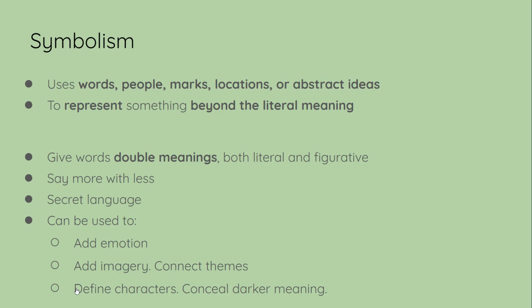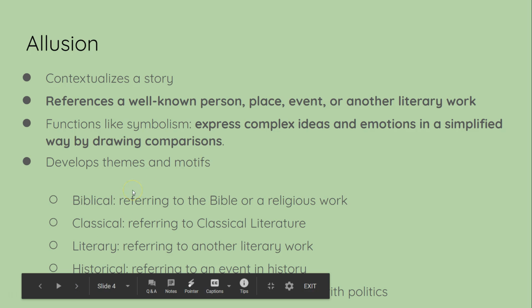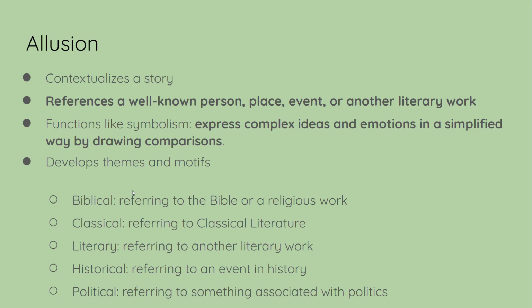Some purposes of symbolism: it can be used to add emotion, to add imagery, or to connect themes. It can also define characters and create darker material. Now, allusions help contextualize a story. Allusions are references to well-known persons, places, events, or perhaps another literary work. And it also functions a lot like symbolism because it helps you express these complex ideas and emotions in a simplified way by drawing comparisons. And allusions help us develop themes and motifs.